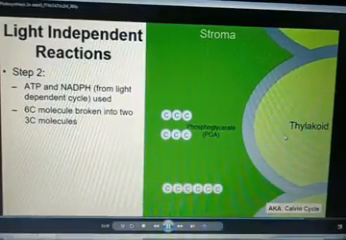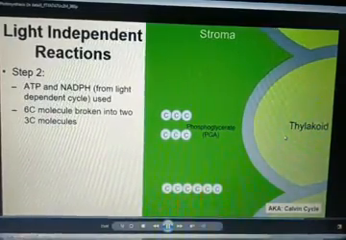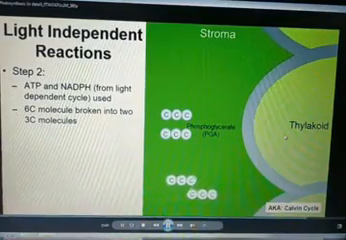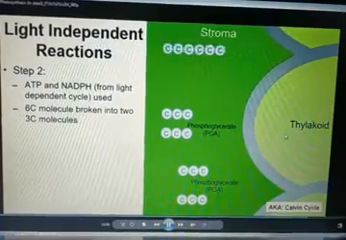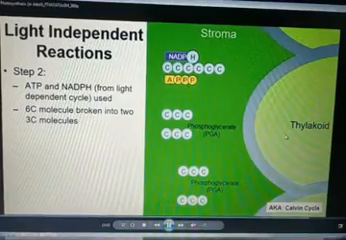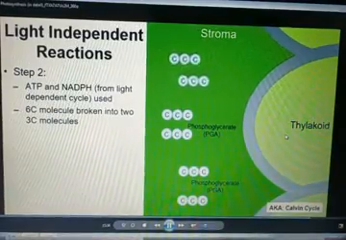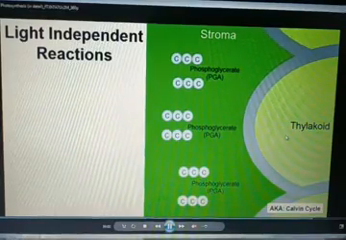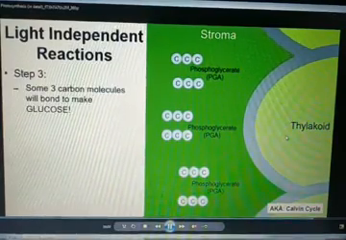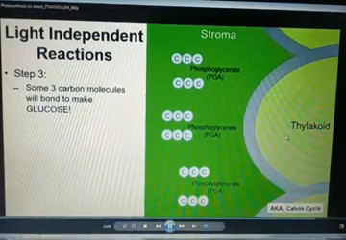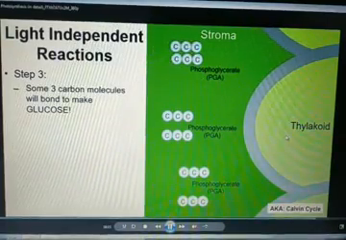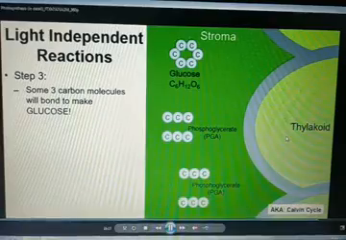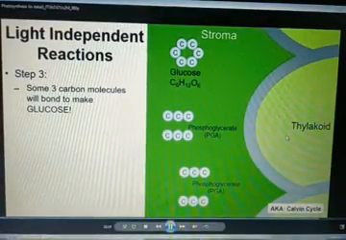Now, what happens? It happens so many times. A short-lived 6-carbon molecule is formed, and then it is broken down again into 2 more molecules of phosphoglycerate or PGA. Then another 6-carbon compound is broken down again into 2 phosphoglycerates. So what happens with these phosphoglycerates? Some of those 3-carbon phosphoglycerates are going to bond with one another with the help of enzymes to make a simple sugar called glucose, which is C6H12O6, and that is the aim of photosynthesis.